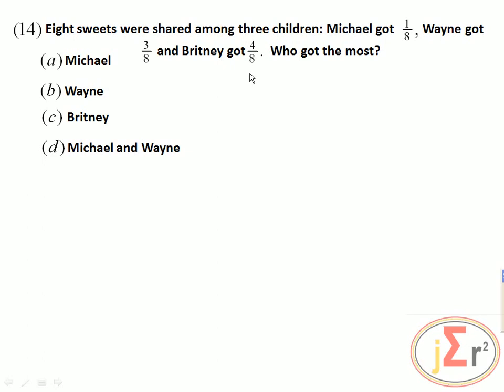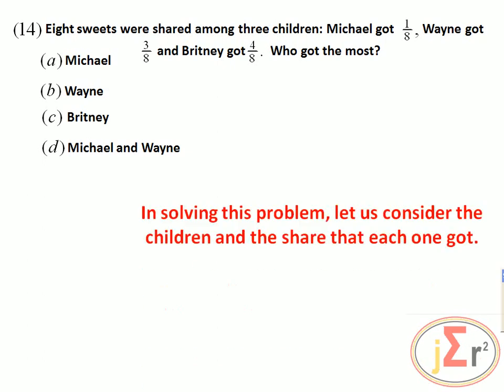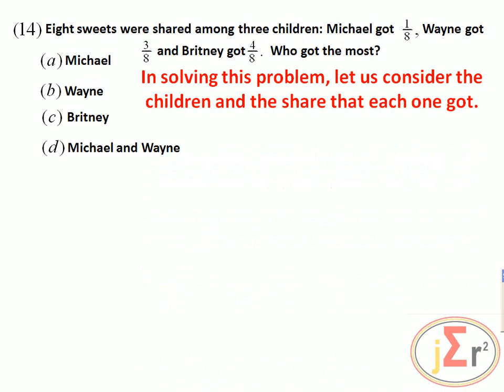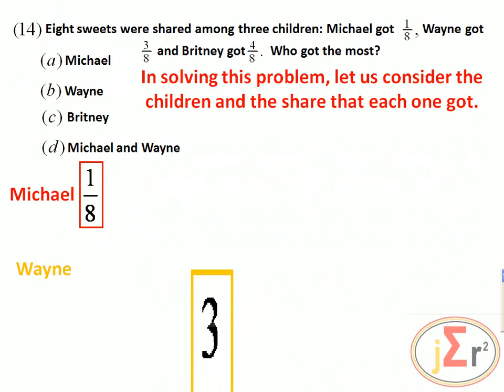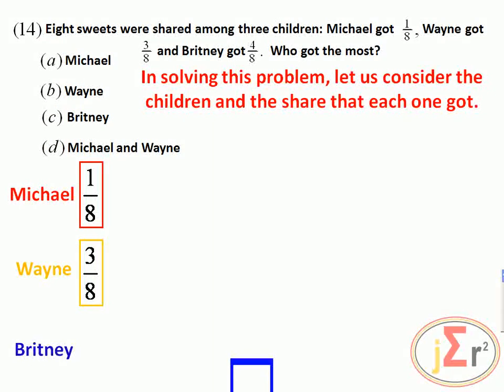However, we will take the time to highlight the principles that will be used to solve the problems. Therefore, you will understand mathematical principles and be able to apply them to other situations. In solving this problem, let us consider the children and the share that each one got. Michael got 1/8. Wayne got 3/8, and Brittany got 4/8, right.